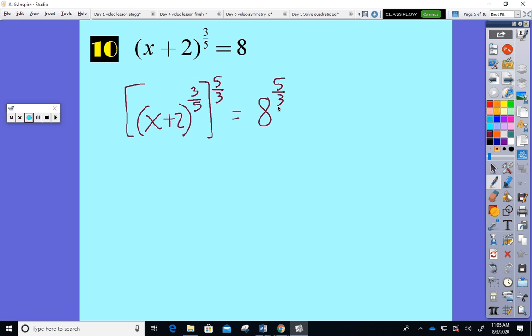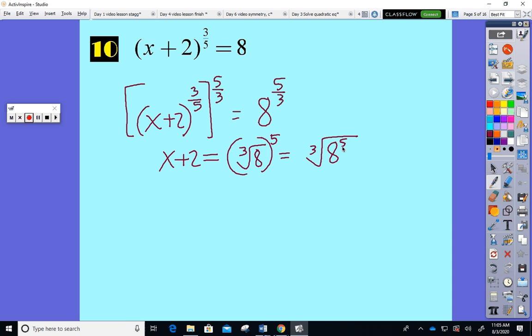So what do you do with power to a power? What do you do with your powers? So that would be x plus 2 to the 1 power, would it not? And x plus 2 to the 1 power means x plus 2. Now remind me, what does 8 to the 5/3 power mean? It means the cube root to the 5th. And you can write that as the cube root of 8 all to the 5th, or you can write it as the cube root of 8 to the 5th. The way you write it makes no difference.